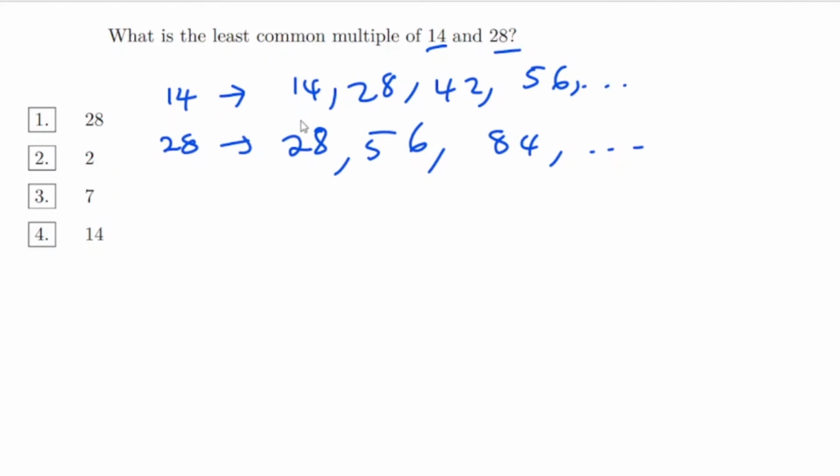Well, it's not 14, but it looks like 28 is the smallest number that is common between 14 and 28. So we'll just go with 28. So this is the process for finding the least common multiple: list out the times table for 14, list out the times table for 28, and then you pick the smallest number from that list. And in this case, it just happened to be 28.